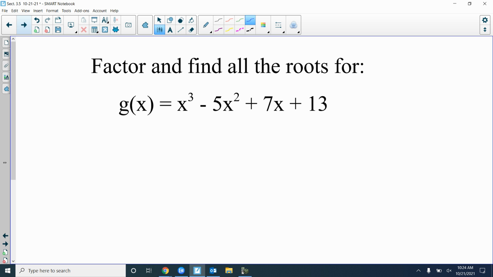All right, no guided notes. Just a few things here. Go ahead and write that down. Let's go through our normal procedure here. We're going to figure out our possible zeros, and then we're going to use some synthetic division. Have your calculators handy.